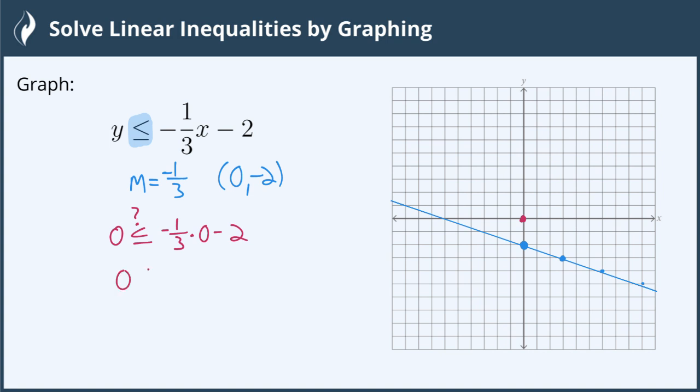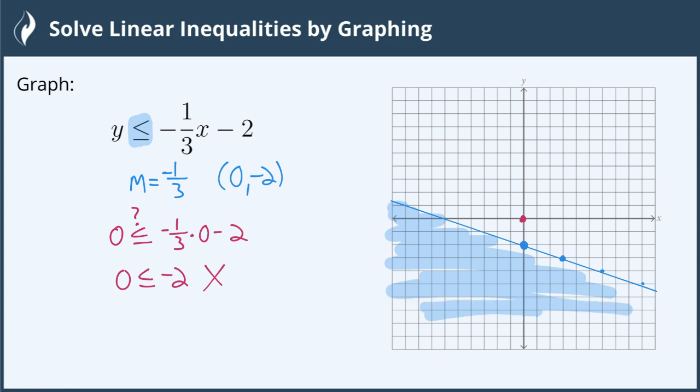Now -1/3 times 0 is 0. So then when I subtract the 2, I get -2. 0 is not less than or equal to -2. So this is a false statement. This means that when I'm choosing which side of my line to shade, I'm going to shade away from (0, 0). Since (0, 0), my test point, was above the line, we're going to shade below the line.